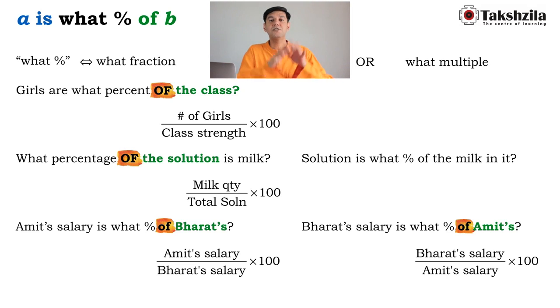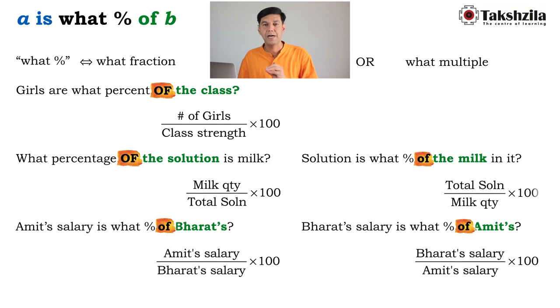So I'll rather think of it as solution is what multiple of milk. So what is of? Of the milk. Milk will be in the denominator. So solution divided by milk, right? So what percentage is what multiple of milk, right?